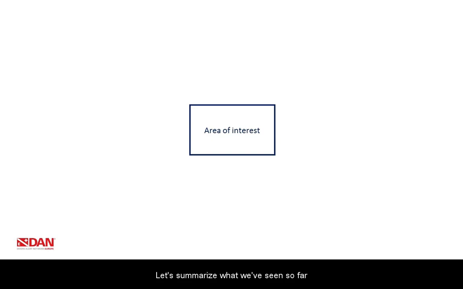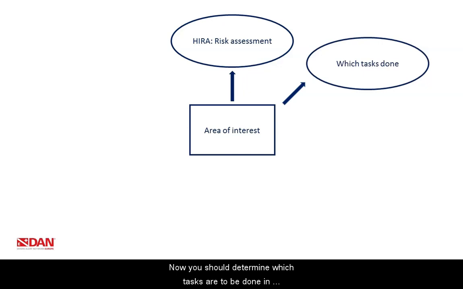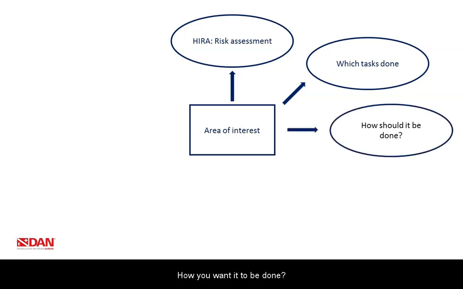Let's summarize what we've seen so far. We start by identifying an area of interest, let's say that compressor room again. Now you will need to perform a risk assessment to identify any possible risk present in that area. This will include hearing loss, fire, explosion, oil spills, electrical failure, and others. Now you should determine which tasks are to be done in that specific area. And maybe you will need to assess the risk again based on the task. Take for example maintenance. How you want it to be done?